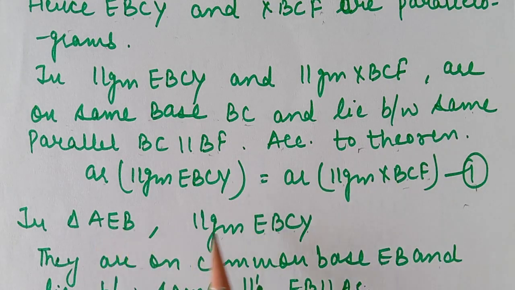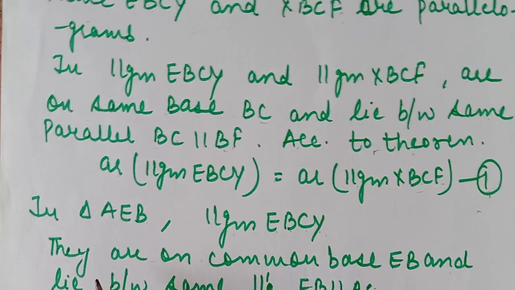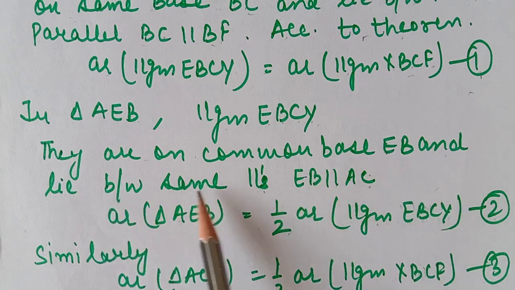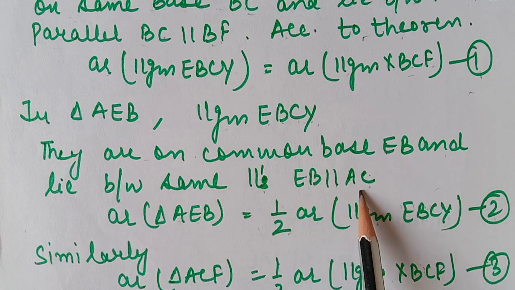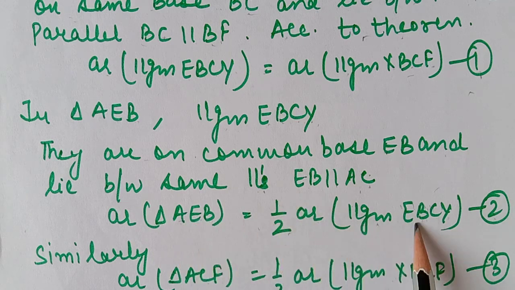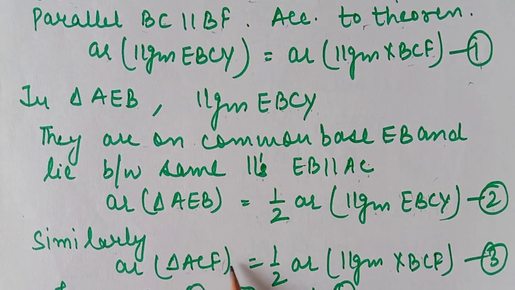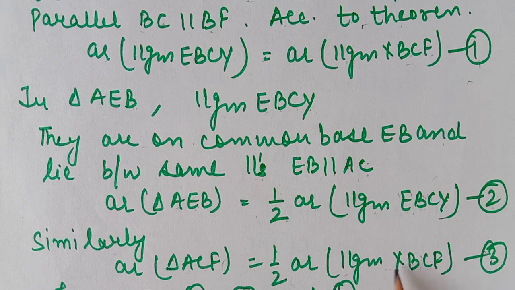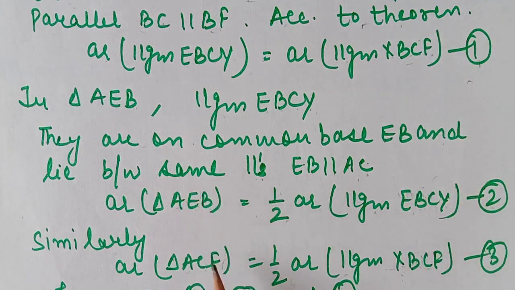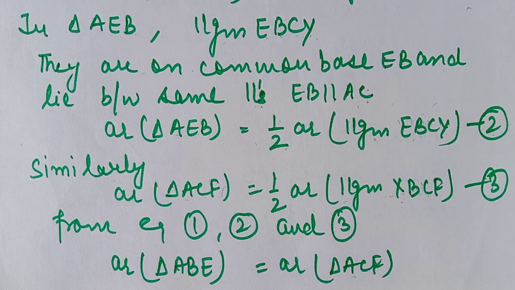In triangle AEB and parallelogram EBCY, they both have a common base EB, and they lie between two parallel lines, EB parallel AC. So the area of triangle ABE is equal to half of the area of the parallelogram. Similarly, we can prove for the other part, triangle ACF, that it is half of the area of parallelogram XBCF, but both parallelograms are equal to each other from equation number first. So from equations first, second and third, the areas of these two triangles are equal to each other. This is our equation number 8.